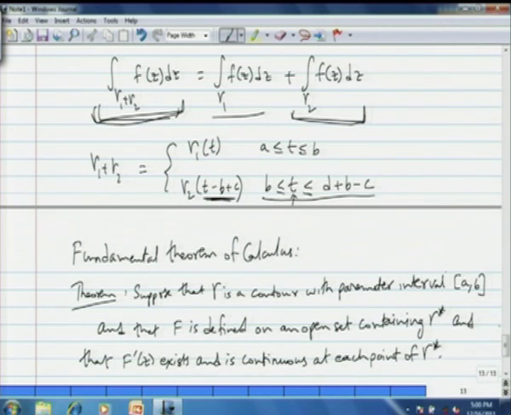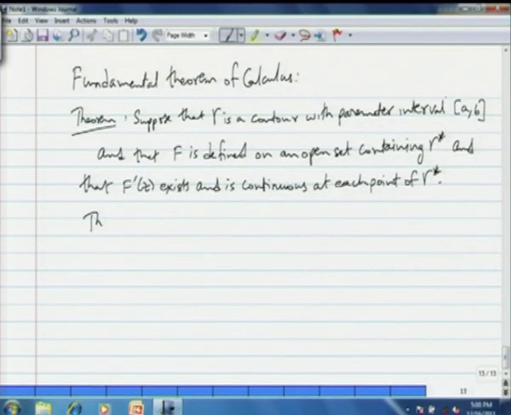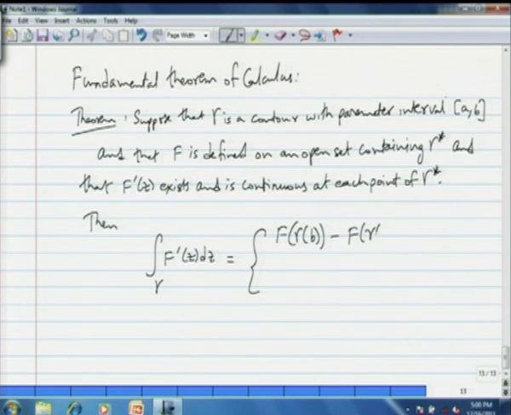Okay. So, then the contour integral over gamma of f prime of z dz is equal to F of gamma of b minus F of gamma of a in general, and 0 in particular when gamma is closed.